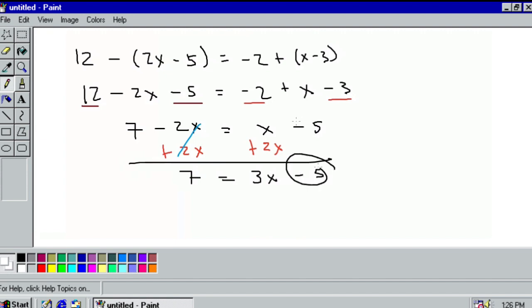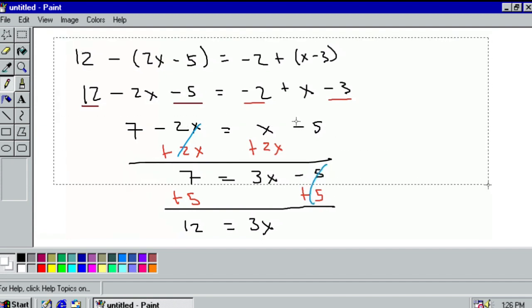Now let's move -5 to the other side so that we have 3x left on this side. So I have +5. That will give us 7 plus 5 is 12, and what's left here is 3x. So this will cancel.